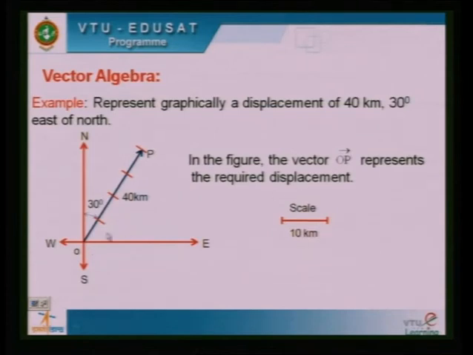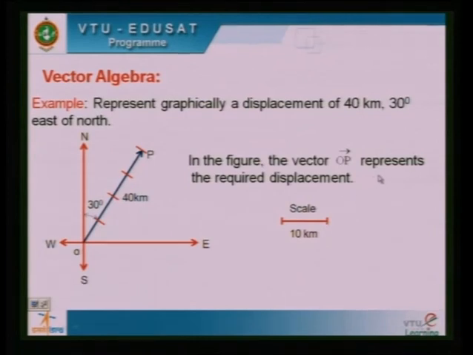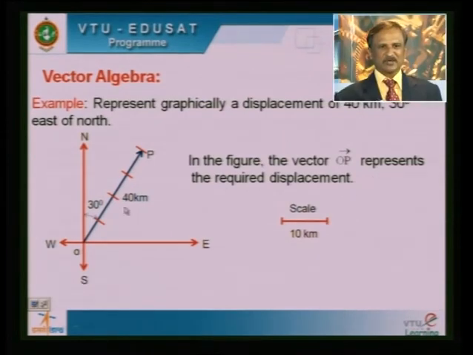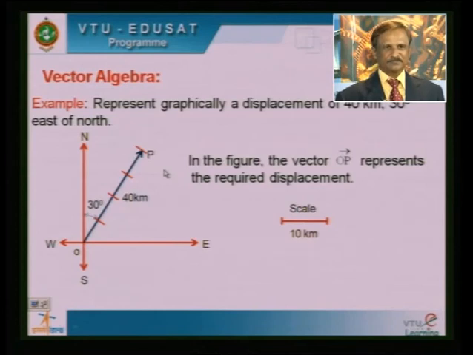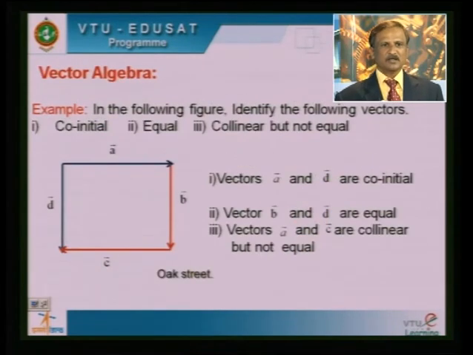So in this figure, for the vector OP the distance is 40 kilometers, and again the scale is 10 kilometers per unit. Four units represent the required displacement: 1, 2, 3, 4 units. So it represents 40 kilometers. We want to move 30 degrees east of north, so you can measure 30 degrees, then draw the line OP. So this represents the above statement.